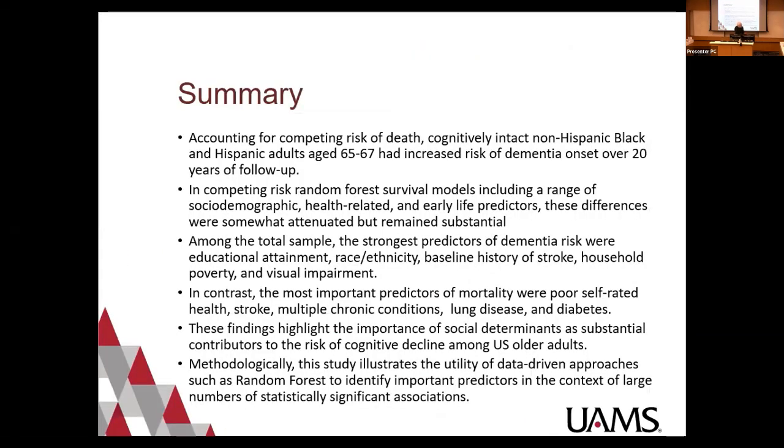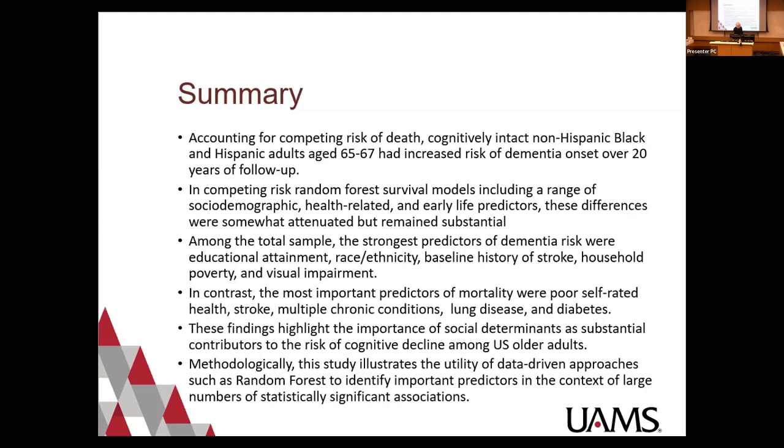So in summary, accounting for competing risk of death, cognitively intact non-Hispanic Black and Hispanic adults had increased risk of dementia onset over 20 years of follow-up compared with non-Hispanic Whites. Again, that's not anything new. In competing risk random forest survival models, including a range of sociodemographic, health-related, and early life predictors, these differences were somewhat attenuated but remain substantial.